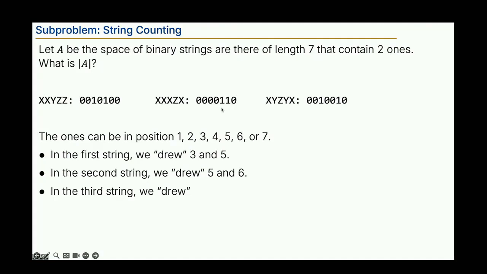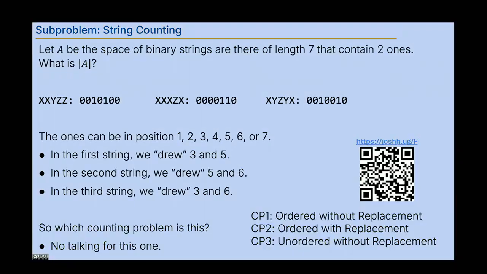I think 5 and 6, yeah, right. In the third string, we drew 3 and 6, right, okay. So in some sense, each of them is a different draw from the set of all possible strings that are valid. And so what question is this?